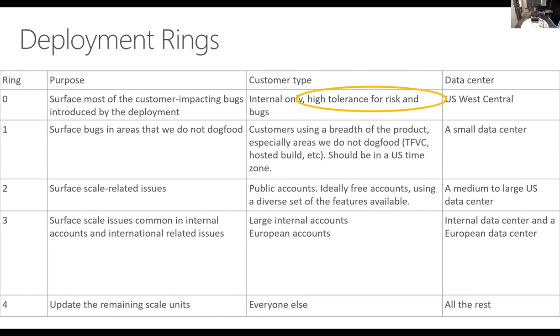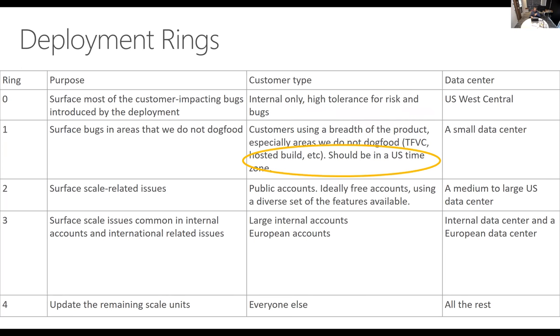So we deploy to ourselves first. It doesn't matter what data center it's in. Ring one is a small set of customers using a breadth of the product, particularly in ways that we don't dogfood. And they should be in the US time zone so that our engineers are awake if there are problems. We don't want that being deployed at 3 a.m. because nobody's online to fix anything if it goes wrong.